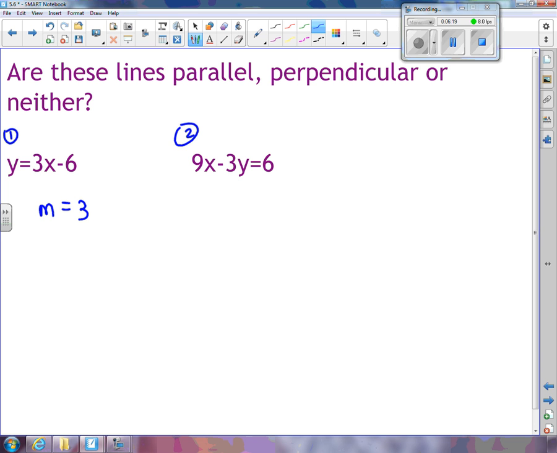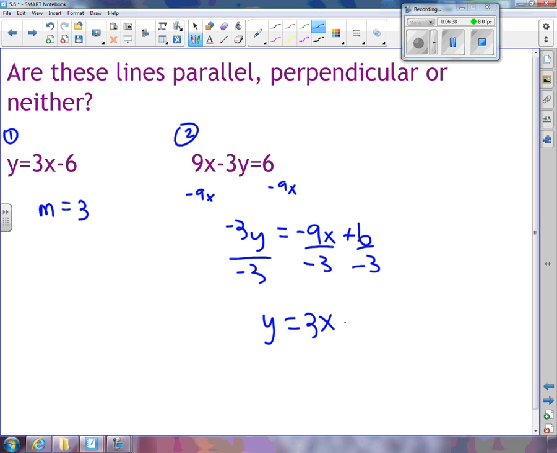The first thing we're going to do is subtract the 9x. I get negative 3y equals negative 9x plus 6. And then I'm going to divide everything by negative 3. So I end up with y equals 3x minus 2. Now here, the slope of this line is just 3, which was the same as this line. Therefore, you can conclude that the lines are parallel.